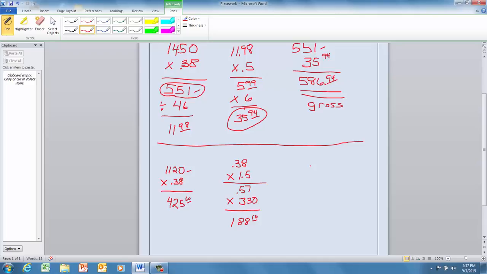So here I'm going to add those up together. So for the pieces that were created during regular time, we got $425.60. And for pieces created during the overtime hours, we have $188.10. I add those together and we get $613.70.